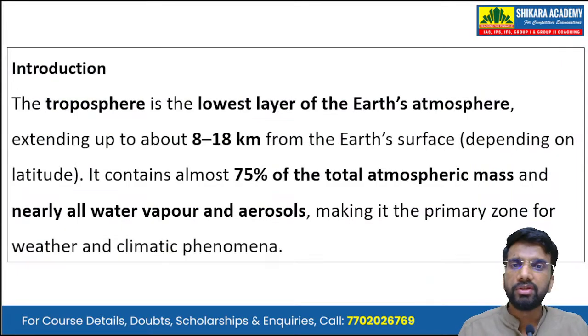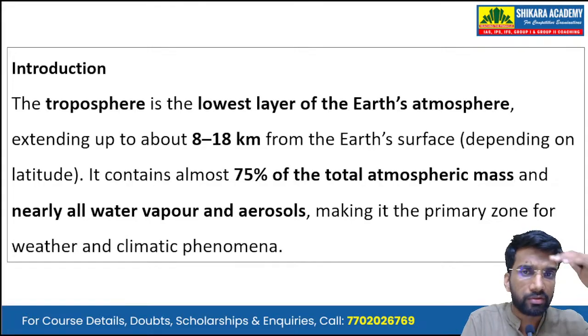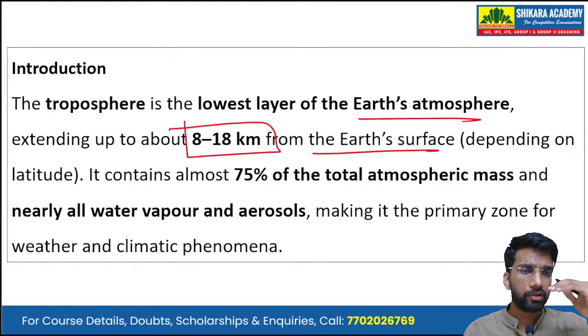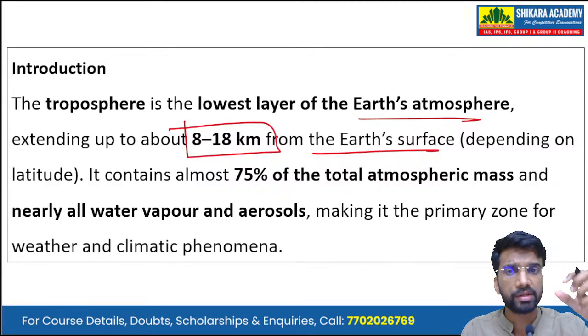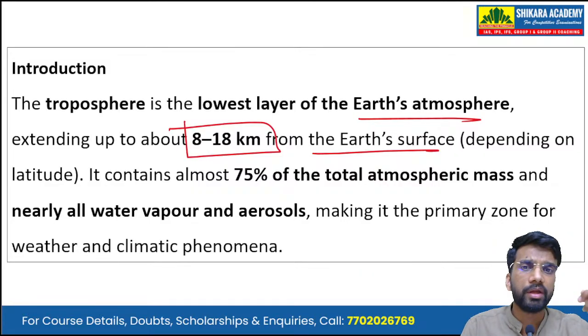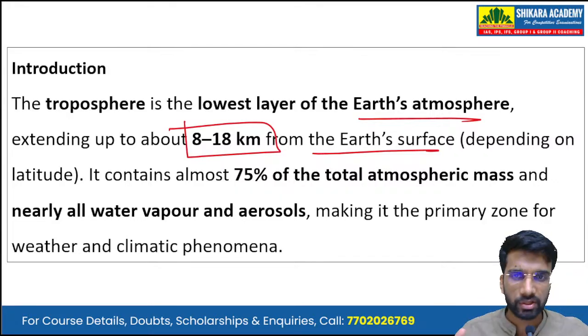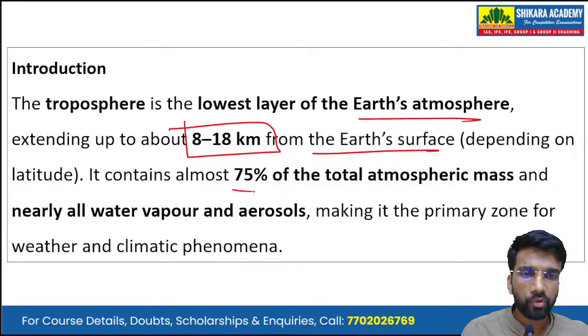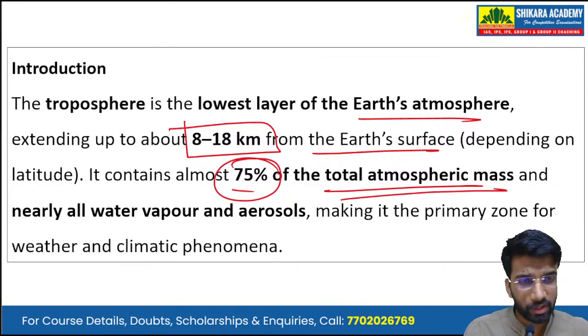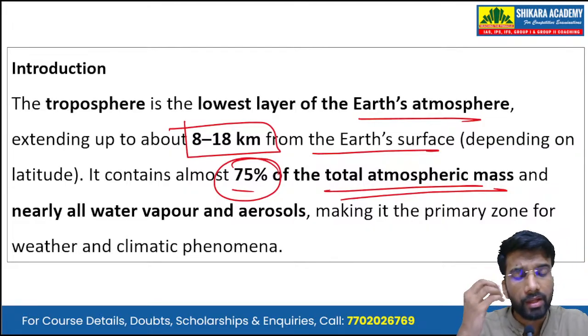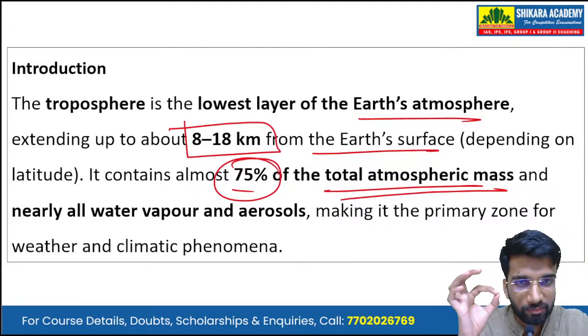So starting with the introduction, the troposphere is the lowest layer of Earth's atmosphere. Out of 5 layers, the troposphere is the lowest, extending up to 8 to 18 kilometers from the Earth's surface. Just above the Earth's surface, when the atmosphere starts, it is the first layer. Average thickness is around 8 to 18 kilometers, depending on the latitudes. Now, it contains almost 75% of the total atmospheric mass. So the rest of the 4 layers hold only 25% of the atmospheric mass.